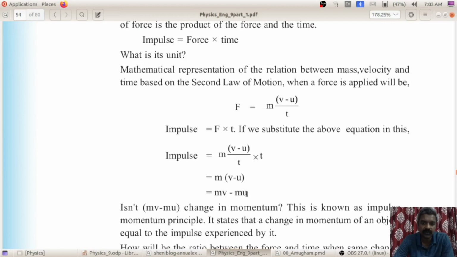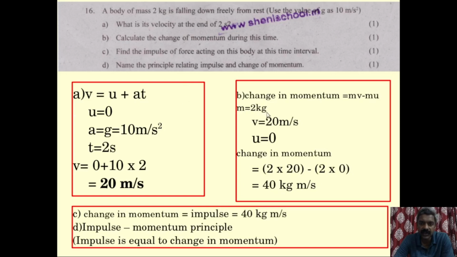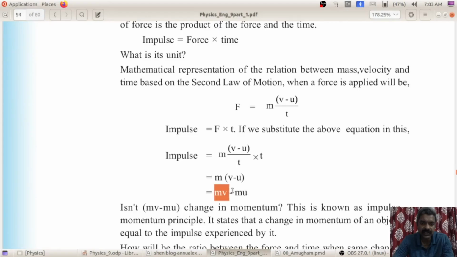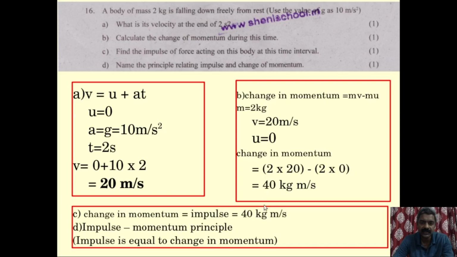mv minus mu. M is equal to 2 kg. V is equal to 20 meter per second. U is 0. 2 into 20 minus 2 into 0. So 40 kilogram meter per second. Find the impulse of force acting on this body at this time interval. Impulse is equal to the change in momentum. The answer is 40 kilogram meter per second.